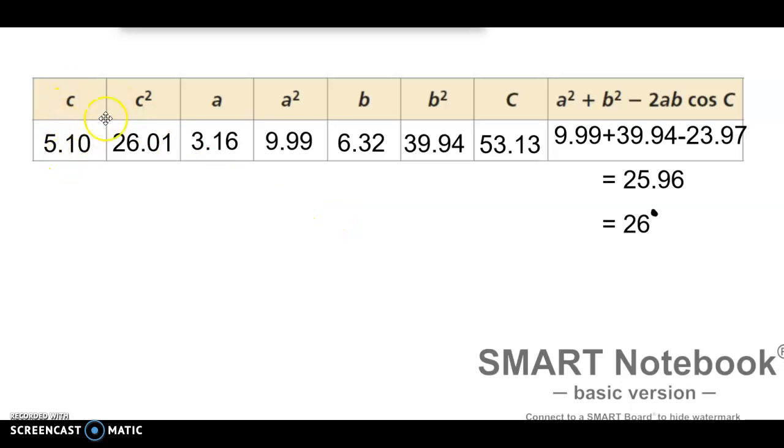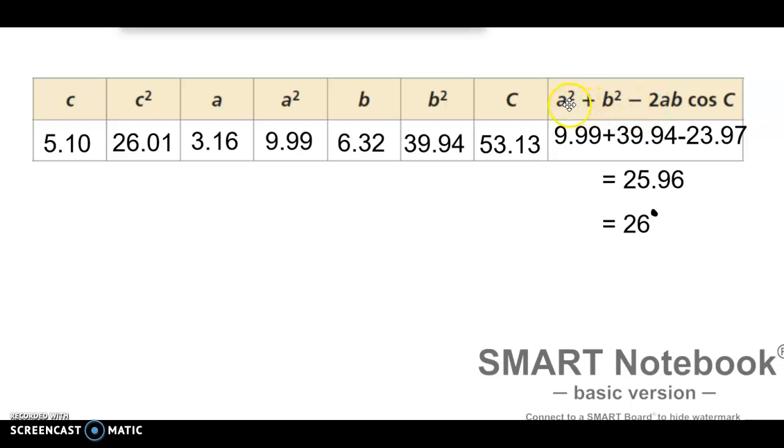So side C, side A, side B, A squared, B squared, and angle C. Let's say that all you know are the three sides and an angle. Or maybe you know just the three sides and you want to find that angle. Or maybe you know two sides and an angle. Remember, side, angle, side for these.